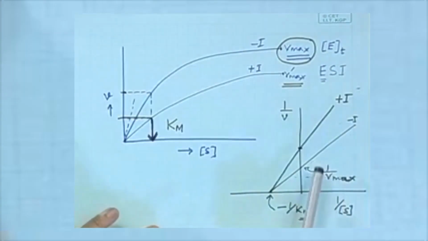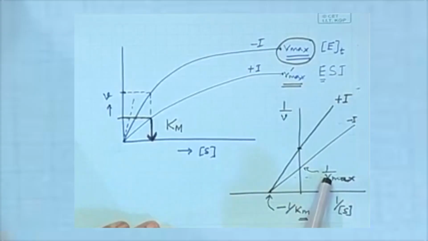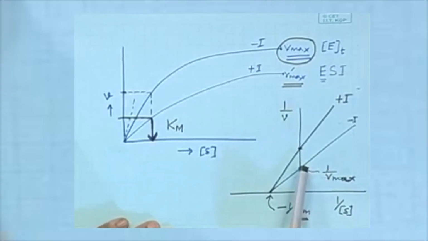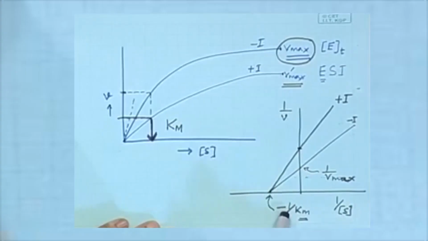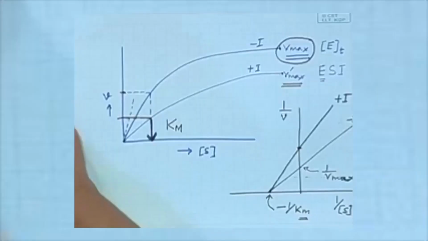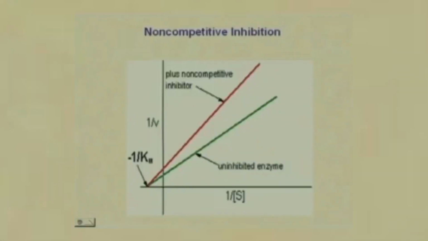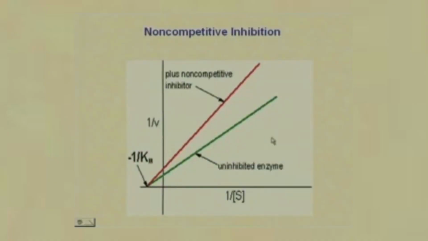So, for the competitive inhibition, I have a case where the Vmax is the same, the Km is different. For non-competitive inhibition, I have the Km the same, the Vmax different. Okay? So, I have here my non-competitive inhibition, and why are the lines of the inhibitor always above the uninhibited enzyme? Because the reaction velocity is always slower in the presence of an inhibitor. Okay? So, when I am plotting the 1 by V, it has to be higher.